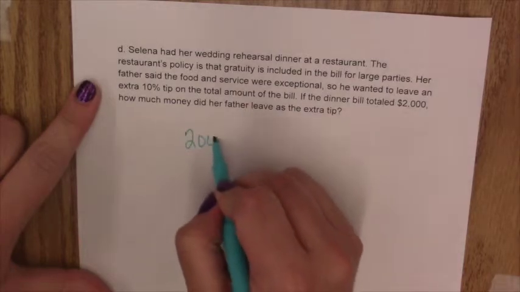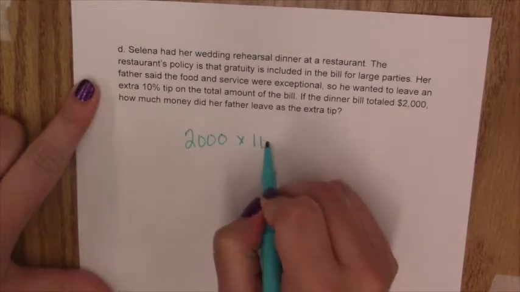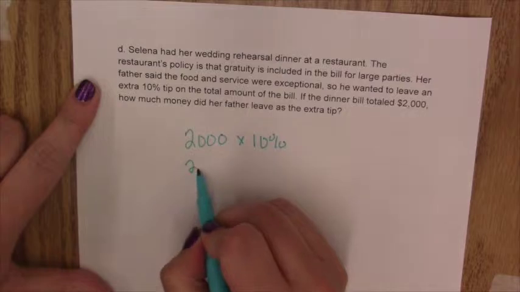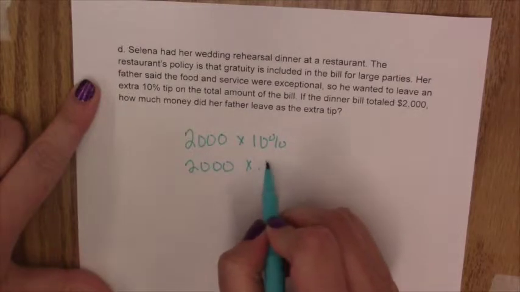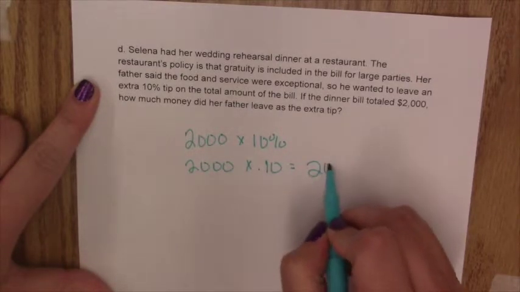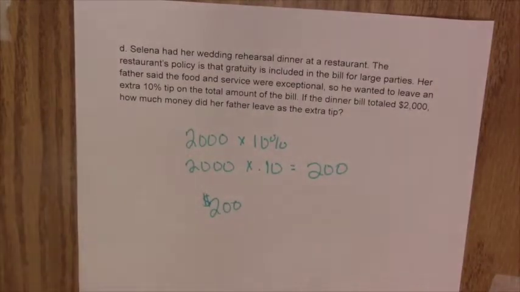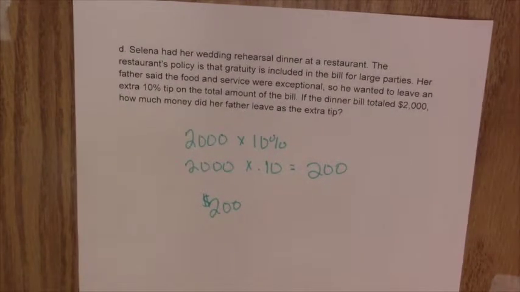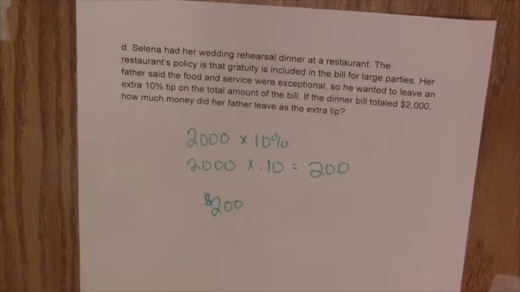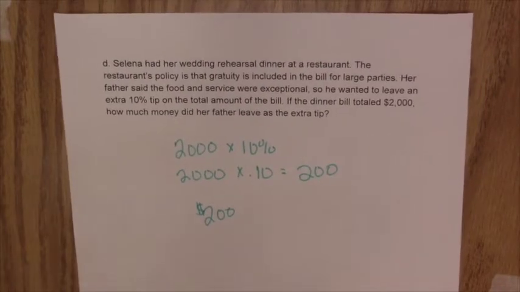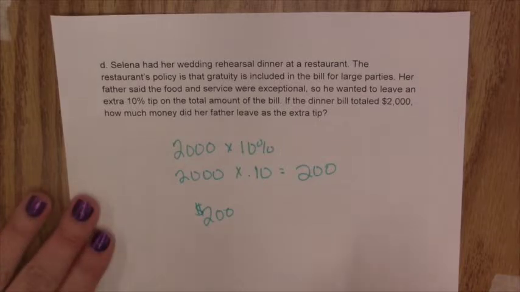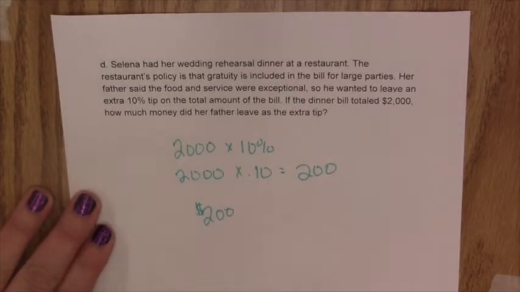So we're going to take the amount of the bill times 10%. So again, we change our 10% to a decimal, and we get 200. So he left an extra $200 tip. So now for each of these questions, while each of the problems were talking about a different thing, they were still all finding 10% of 2,000.